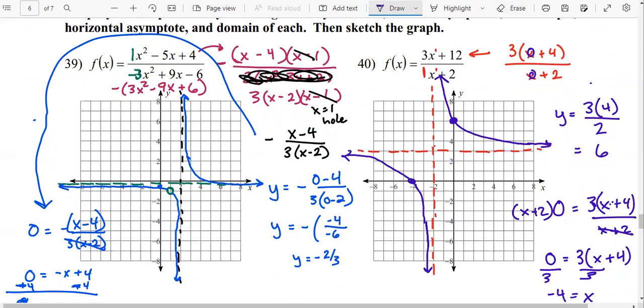Alrighty, that's rational equations, rational functions.